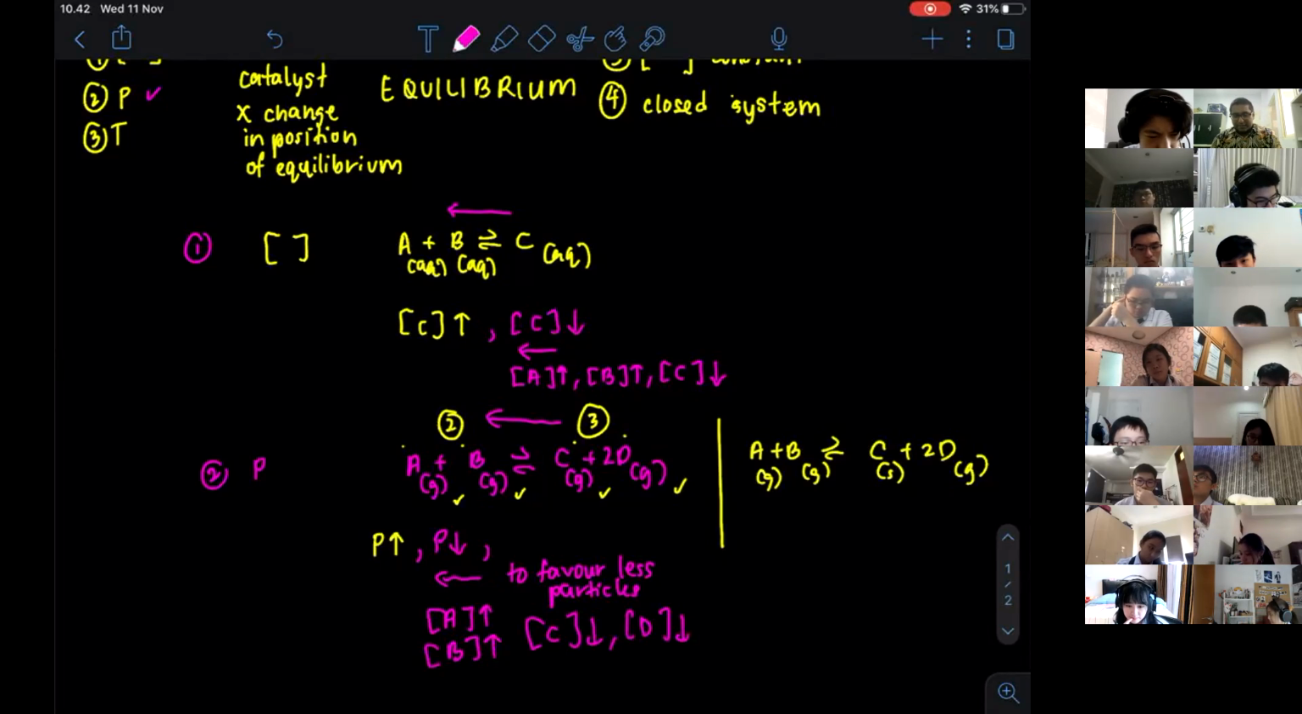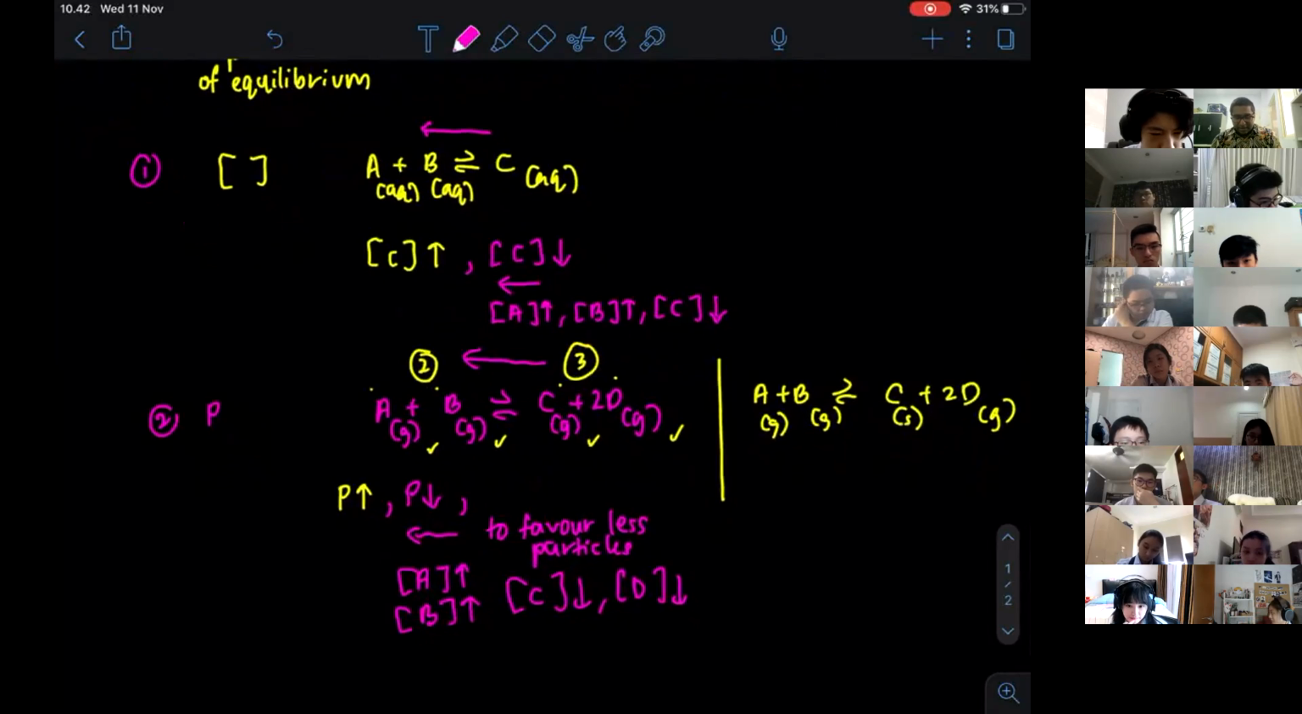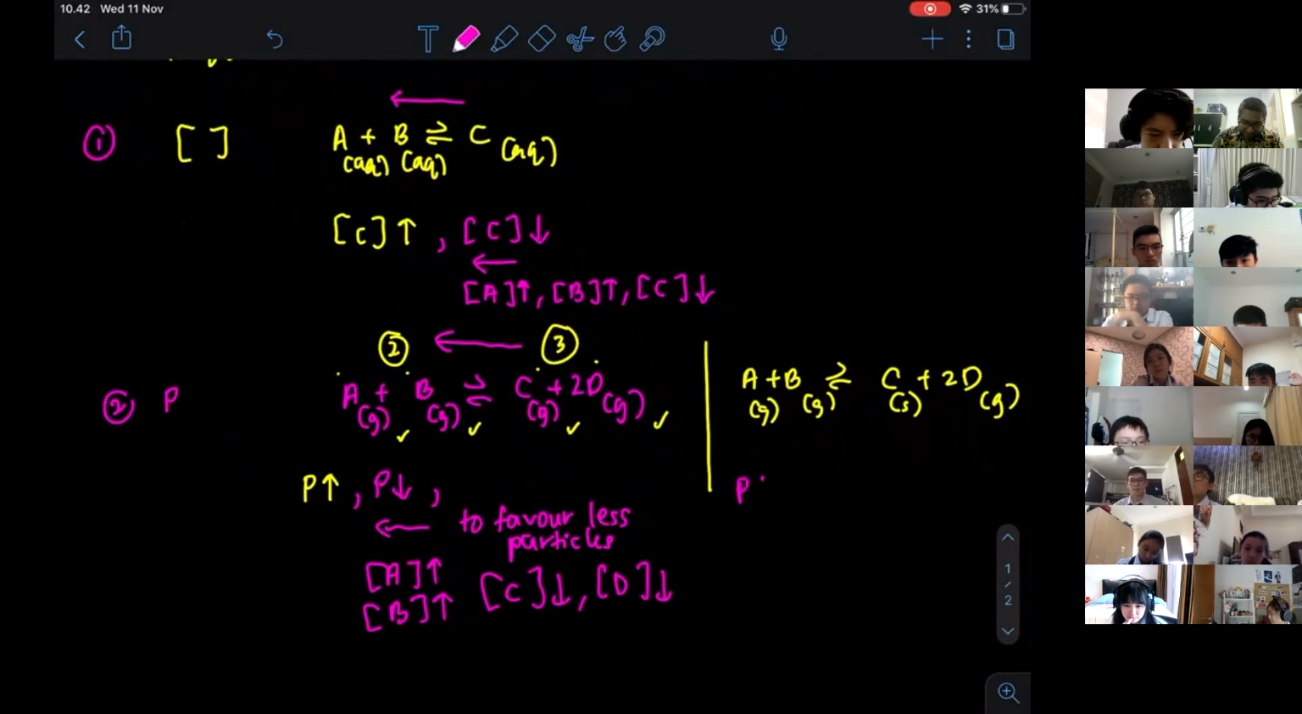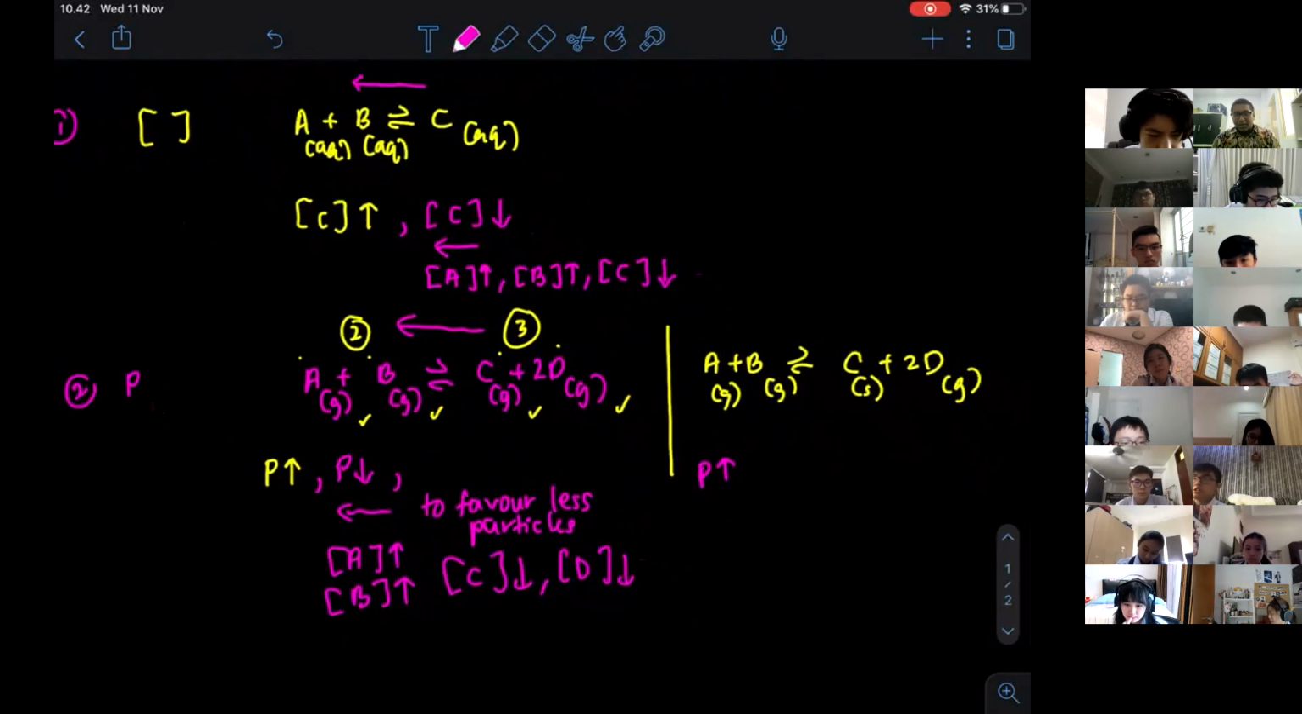So let's apply the same thing. Let's say I'm increasing the pressure here for this example. So what happens?